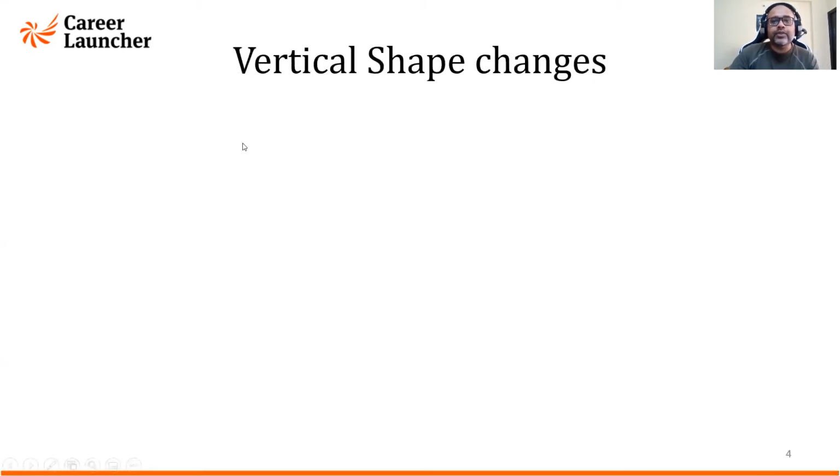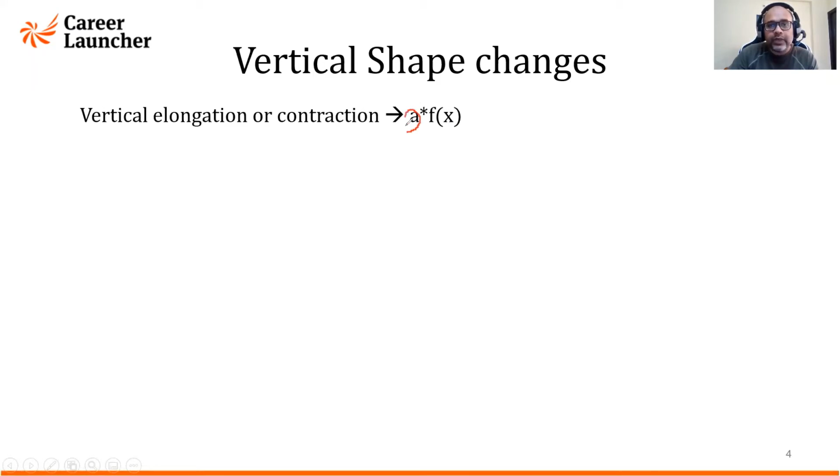Right, so vertical shape changes. When does a graph shape change vertically? When you have an f of x, if the graph of f of x is known, and you're multiplying your f of x with a number called a, then there will be a vertical change in shape, not horizontal. It's going to be a vertical change. Now, what does it mean? Let's take a look at it with an example.